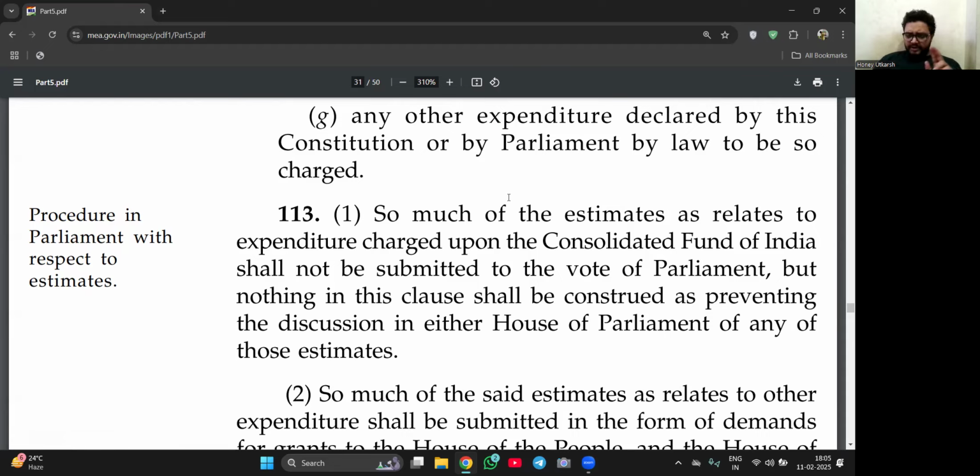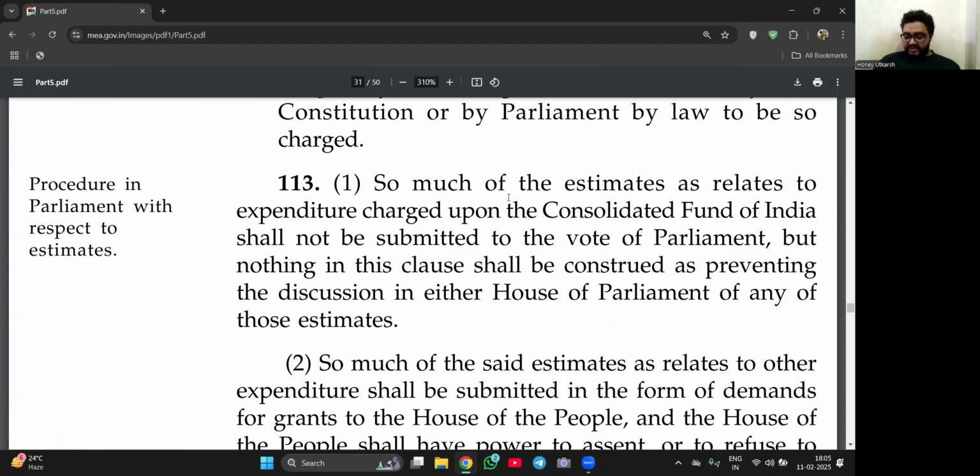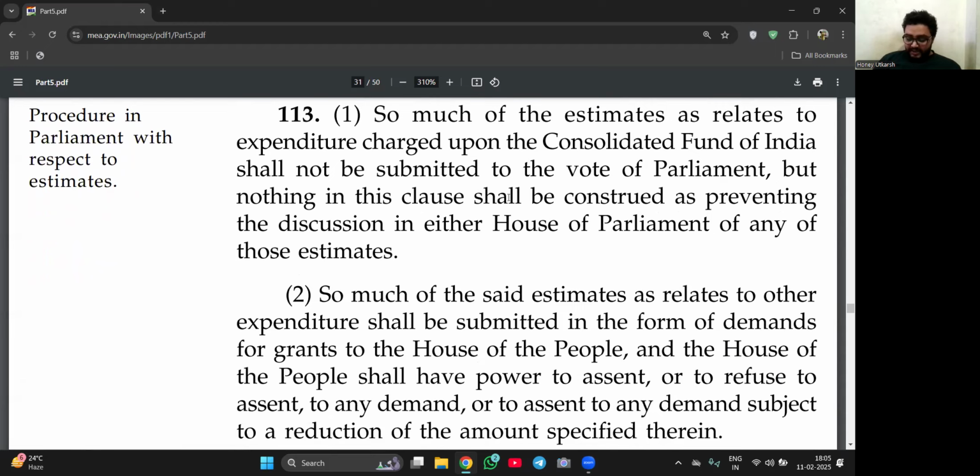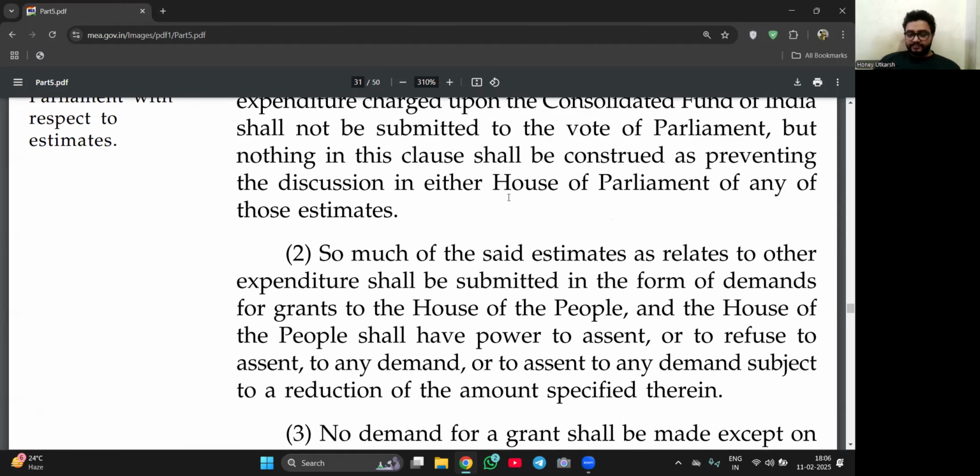So this was not about Article 113, it was about Article 114. Under Article 113, Clause 1 means that any expenditure which is charged upon the Consolidated Fund of India can only be discussed but cannot be submitted in the Parliament for voting. As per Clause 2, the other expenditure which is proposed to be made from the Consolidated Fund of India shall be submitted to the House of the People in the form of demands for grant which may be allowed or refused by the House of the People. Clause 3 states that the grant shall be made only on the recommendation of the President.